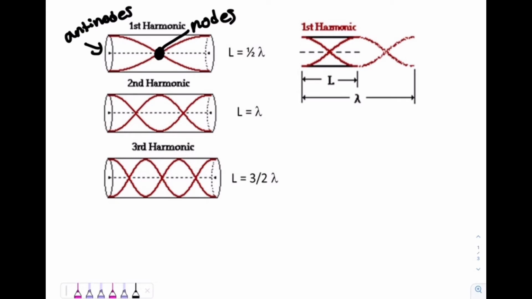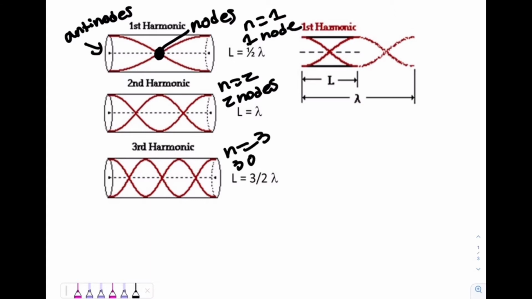So, because it's the first harmonic, n equals 1, which means one node. The second harmonic, n equals 2, so 2 nodes. And for the third harmonic, n equals 3, so 3 nodes. And the nodes on the second harmonic would be here, and the antinodes would be on both ends. And the node on this one would be here, and the antinodes would be on the end as well.